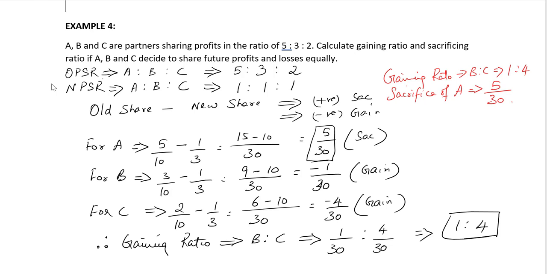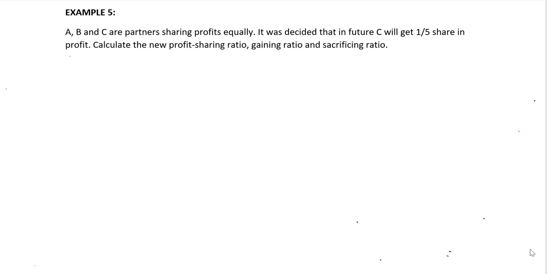Let's go to the next example. Example 5. A, B, and C are partners sharing profits equally. It was decided that in future, C will get 1/5 share of profit. Calculate the new profit sharing ratio, gaining ratio, and sacrificing ratio. Let's begin. Old profit sharing ratio between A, B, and C is equal to 1:1:1. New share of C is 1 divided by 5. This is given.